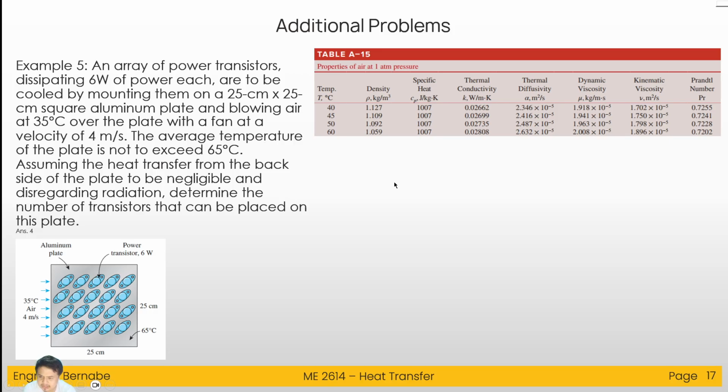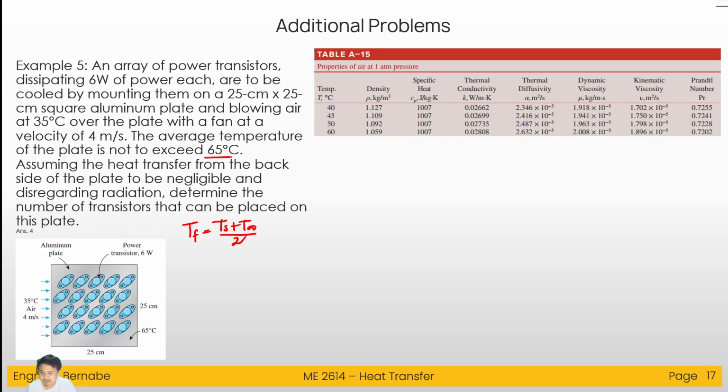Okay, so let's begin with solving for h. We need to solve for the Nusselt number. So we should start with solving for the Reynolds number to determine if it is purely laminar or mixed. For a flat plate, we need to determine Tf. Tf here is Ts plus T infinity divided by 2.